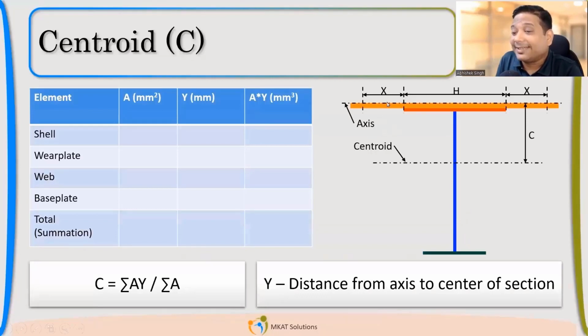So if X is known, and now we know how to calculate X, X is basically 1.56 under root RT. Okay. So once we know this X, H we already know is nothing but the width of your wear plate. So now can you calculate the centroid of this combined area? If you write in tabular form, it's very easy. Just find the area, multiply that with y.